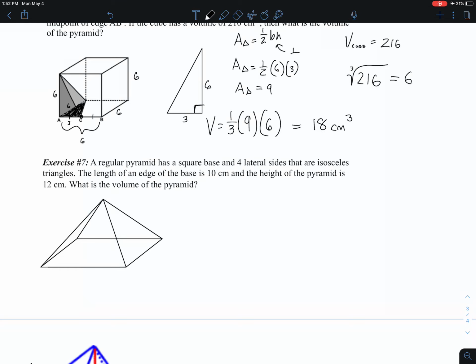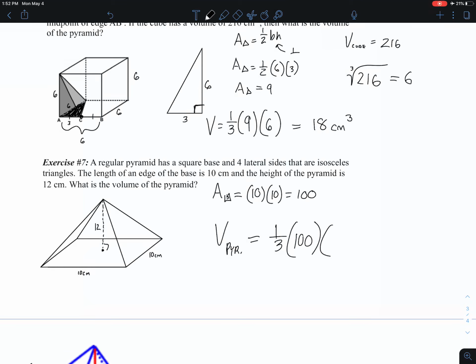So the length of an edge of the base is 10. So we have 10 centimeters. It's a square, so we know that all of them are 10 centimeters. And the height of the pyramid is 12. Okay, so this is actually a lot easier than I thought it was going to be. It gives us the height and an easy way to find the area of the base right away. So the area of the base, or area of the square on the bottom, is going to be 10 times 10, which is 100. And then the volume of the pyramid is equal to 1/3 the area of the base times the height.